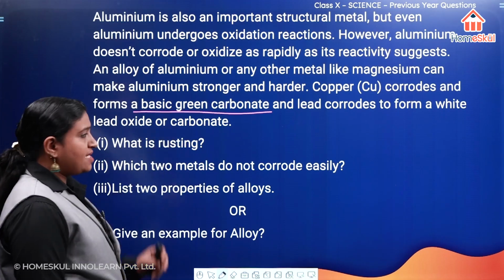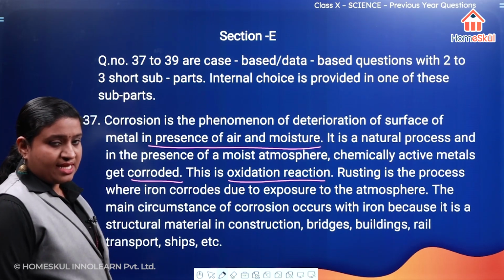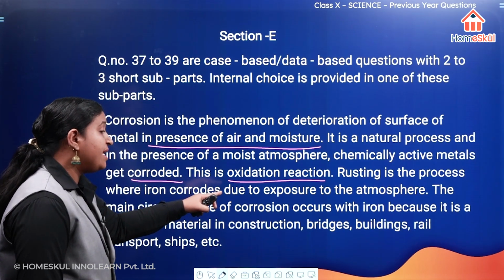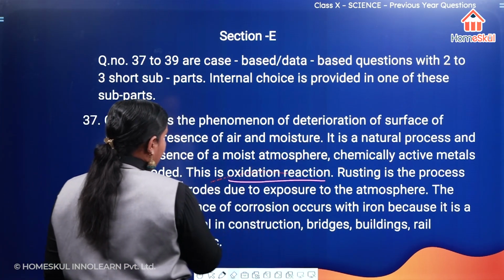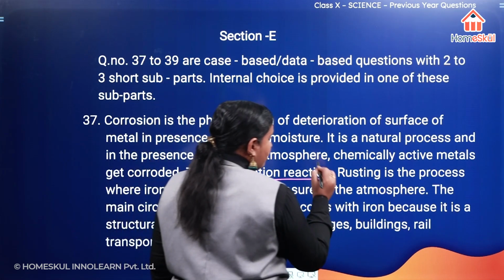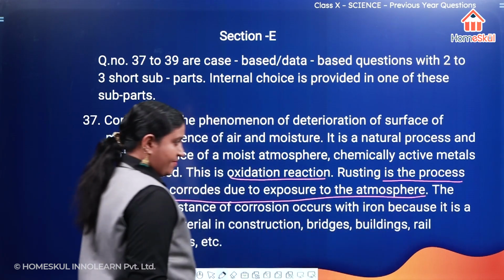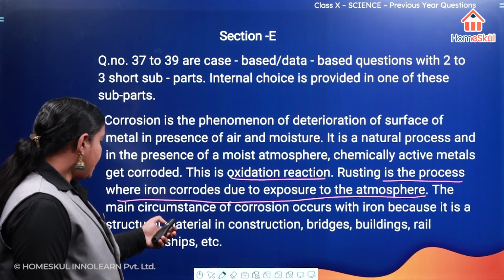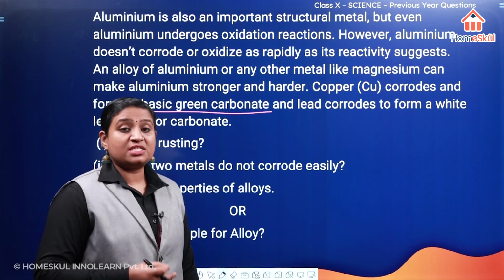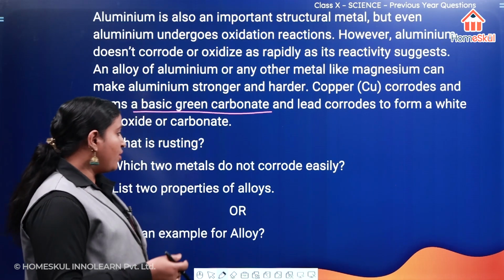First one, what is rusting? So, here from this paragraph itself, you will get the answer for rusting. What is given here? Rusting is the process where iron corrodes due to the exposure to the atmosphere. Okay, you can write that, or you can say oxidation. Rusting is an oxidation reaction where iron corrodes due to exposure to the atmosphere. Okay, that is the answer for the question. And if you want, you can add the formula for rust also. What's the formula for rust? Fe2O3 dot XH2O. That also, if you want, you can add.